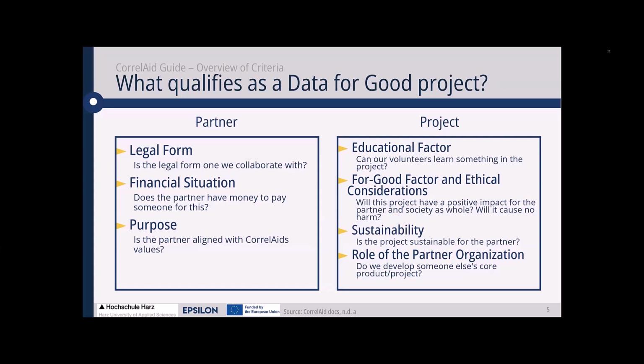And you have to ask yourself, what is the role of your project in the organization of the partner? So in the organizational structure of your partner. So do you develop an add-on, or do you develop a core product of the partner? So to say, do you help the partner to provide a product to the society, or do you basically support the partner? So these are the questions that you should ask yourself in order to characterize your project itself.